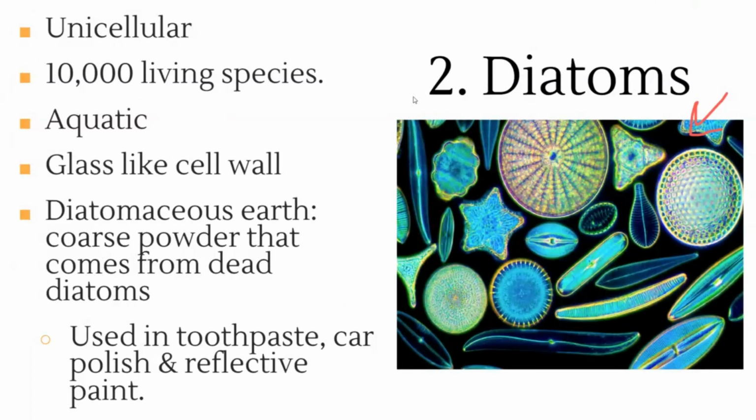Now, ancient diatoms or dead diatoms can often be collected in deposits called diatomaceous earth. Easy to remember because diatom is in this word, diatomaceous earth. And this is a very coarse powder. It's made of these microscopic shells. It's not the live organism, it's just their cell wall. And this is used in anything that is slightly abrasive, like car polish or toothpaste, and even reflective paint because of those bright, beautiful colors and that glass-like cell wall. They are mainly found in the ocean. They are aquatic.